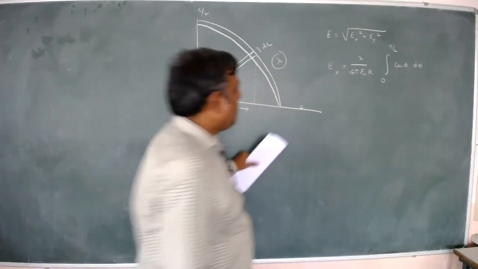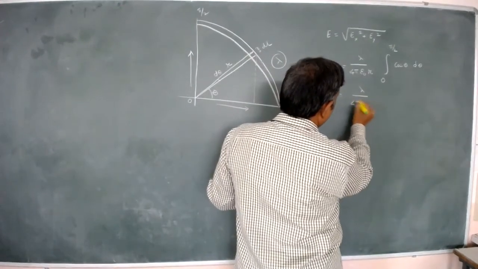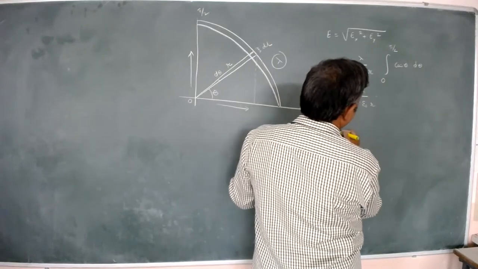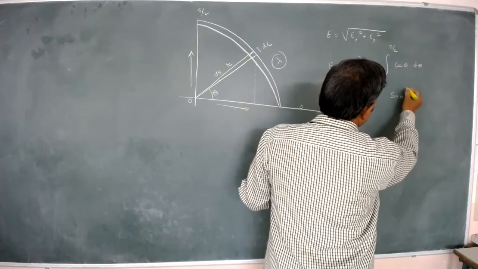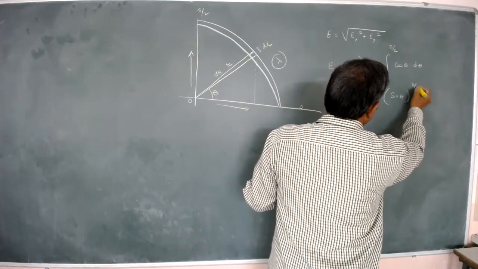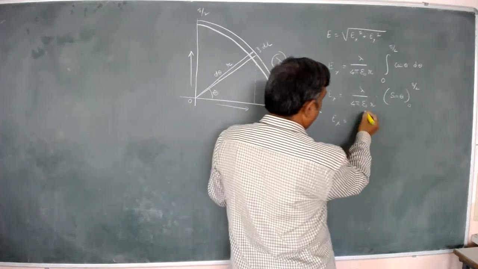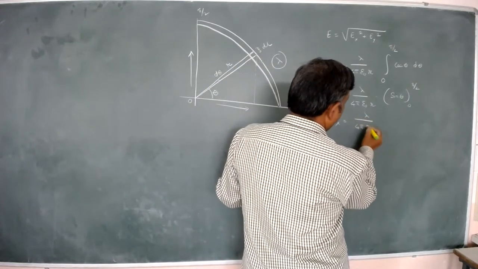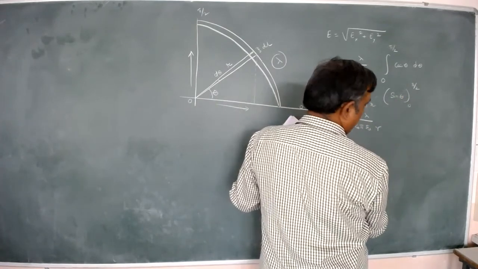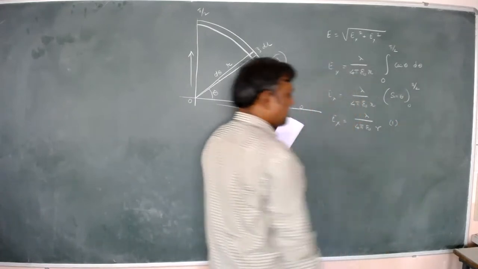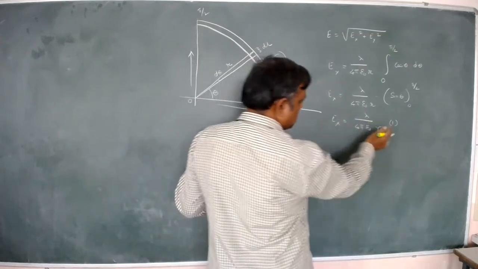Now, the x component of this is lambda by 4 pi epsilon naught r, integral of sine theta from 0 to pi by 2. This is dx. So lambda by 4 pi epsilon naught r into sine pi by 2 minus sine 0. Sine pi by 2 is 1, into 1. So Ex is equal to this, right?